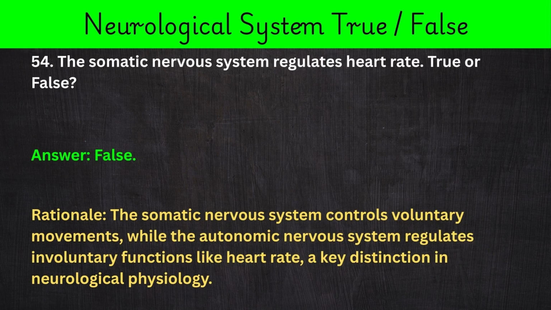54. The somatic nervous system regulates heart rate. True or false? Answer: false. Rationale: the somatic nervous system controls voluntary movements, while the autonomic nervous system regulates involuntary functions like heart rate, a key distinction in neurological physiology.